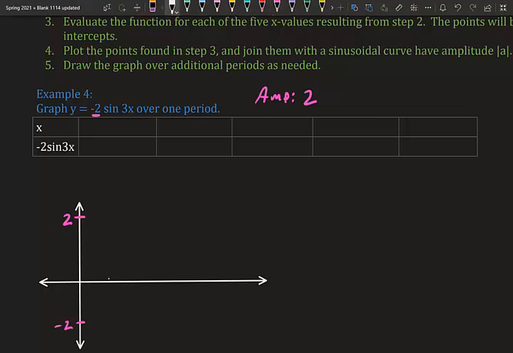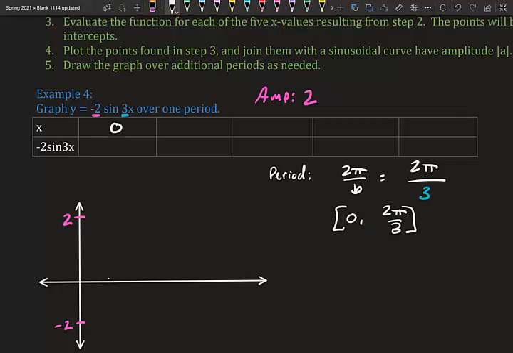Now we find our period. So there's a formula to find our period. It's 2 pi over b. b is always the number with x. So the number with x is 3. How do I know it's always the number with x? Because period stands for what x can and cannot be. So that's why it's the number with x. So that is our period. I don't need to simplify. So our period is from 0 to 2 pi over 3.